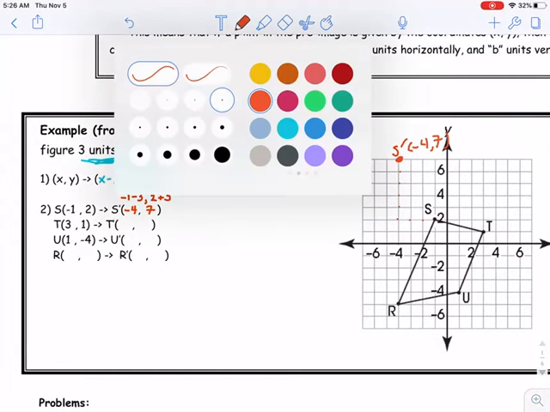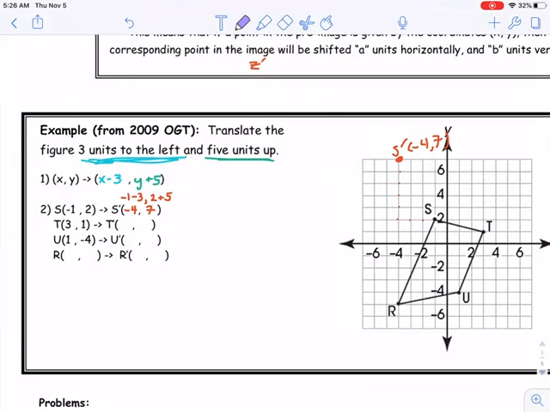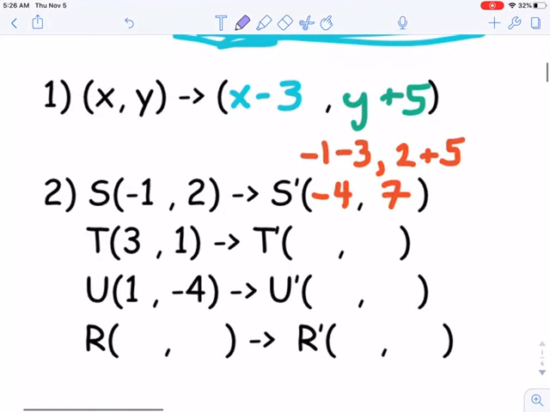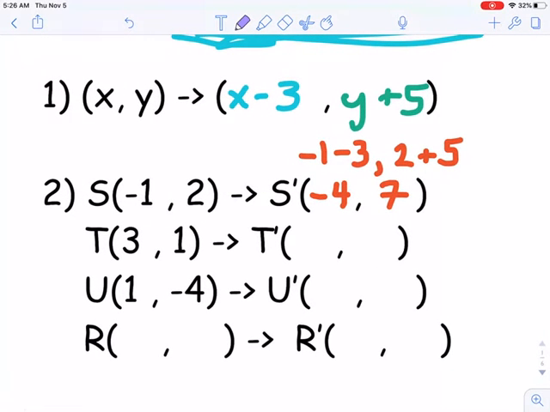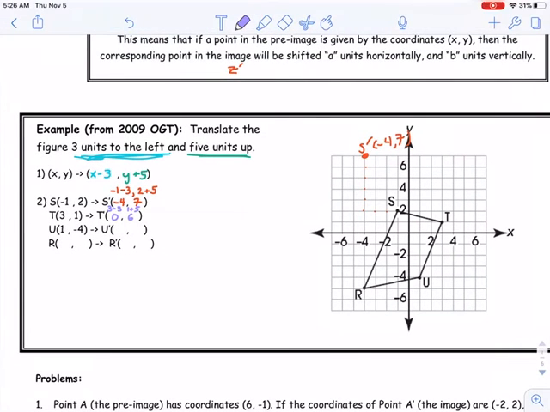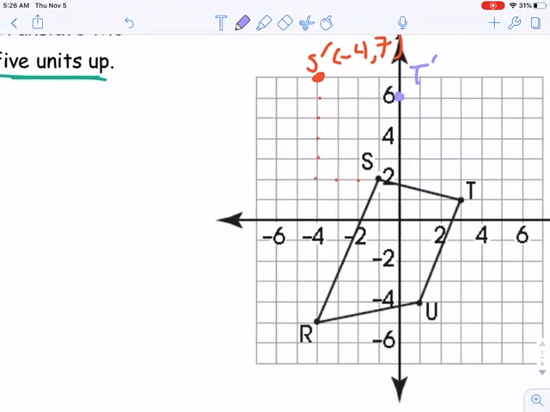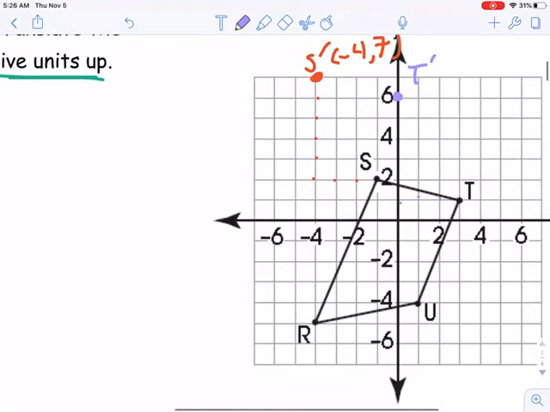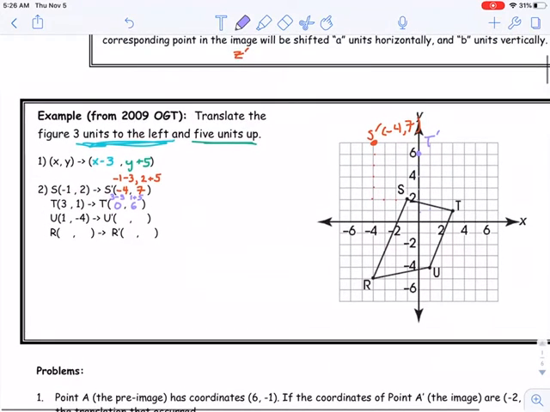Let's keep cruising right along. Now I've got T at (3, 1). Let's do this with addition and subtraction and see if I can land at the right spot. 3 minus 3 is 0, and then 1 plus 5 is 6. So I'm going to plot (0, 6), which is right there, T prime. Let's see how good of a job I did. 1, 2, 3, 1, 2, 3, 4, 5, boom, sweet.